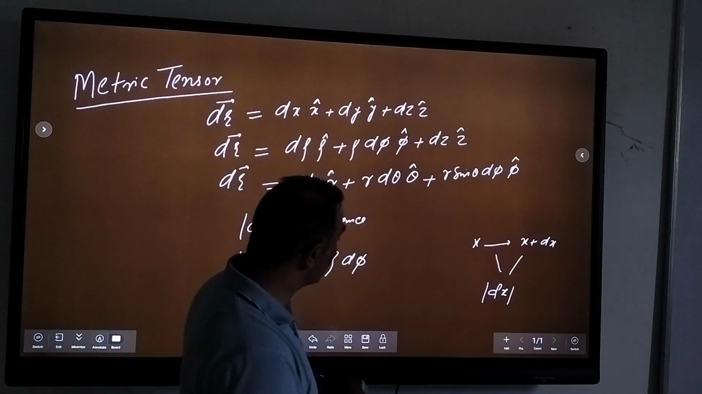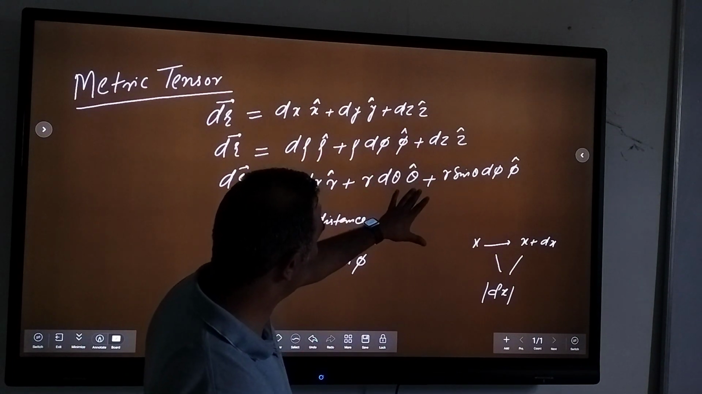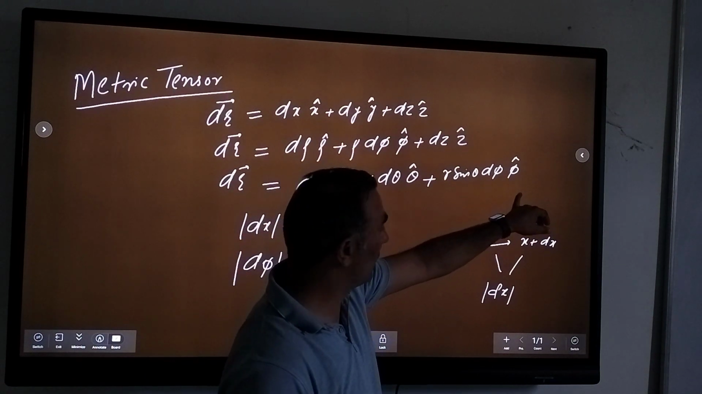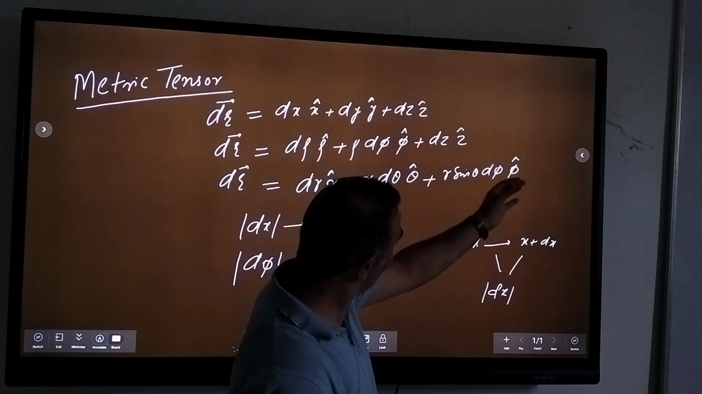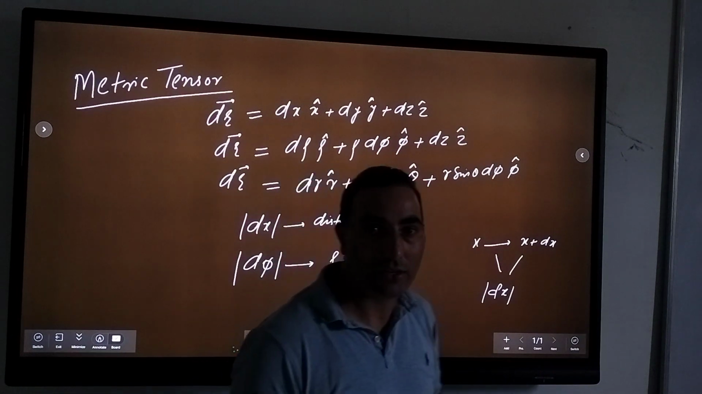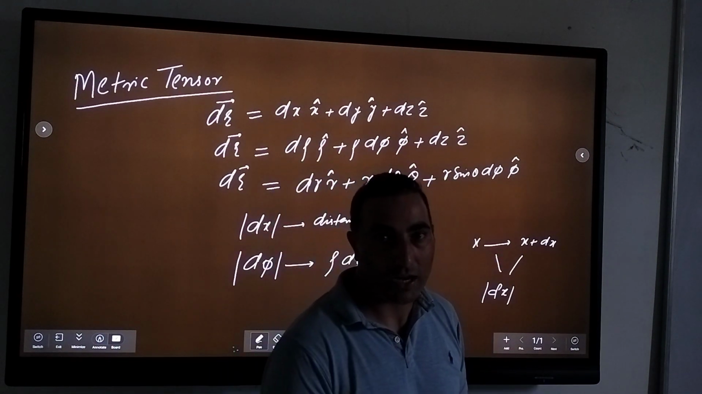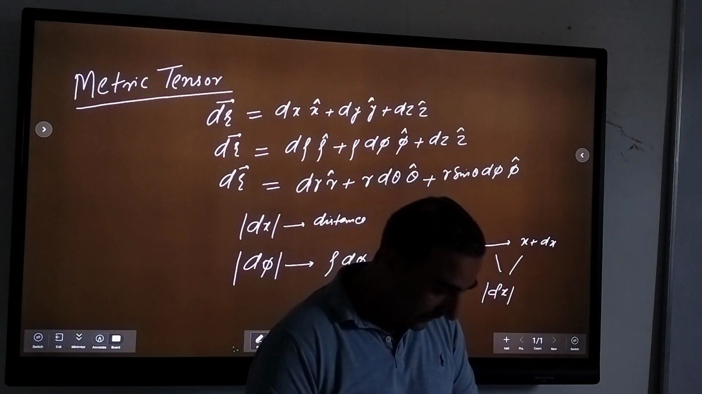Similarly, for spherical coordinates, d phi doesn't have the dimension of length, units of distance. So you need to multiply by r sin theta, then it can have the units of distance. So let us come to that point: why do we introduce this metric tensor? We'll come to that point.